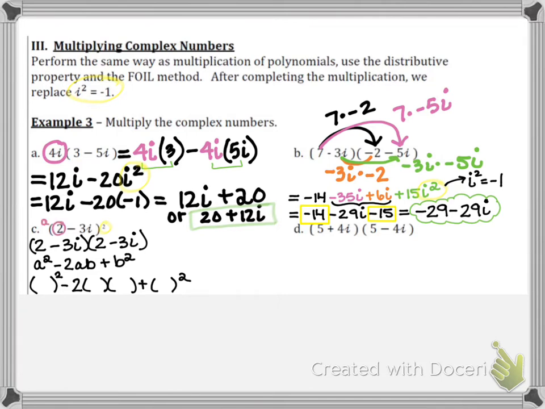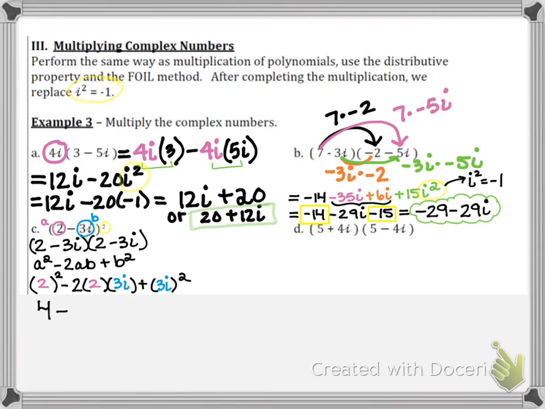So everywhere I see a, I'm going to replace it with a 2 in my skeleton method. And my value for b is 3i. So everywhere I see b in my skeleton method, I will replace it with 3i. So I get a squared, which is 2 squared, minus 2ab becomes minus 2 times 2 times 3i. And then at the end, for the plus b squared, it's plus the term 3i squared.